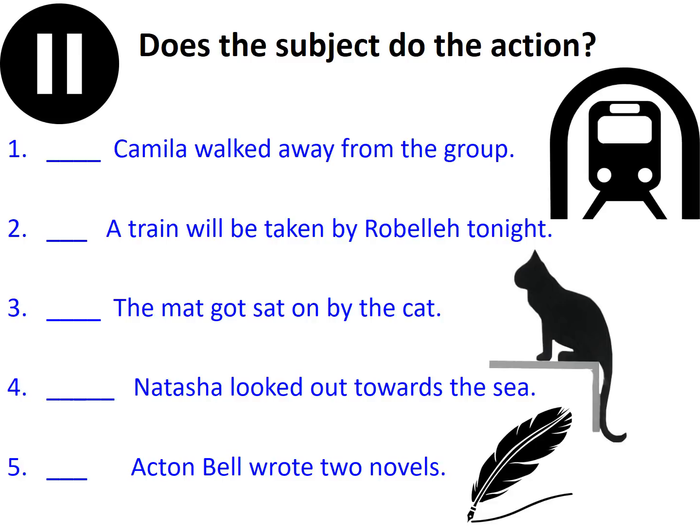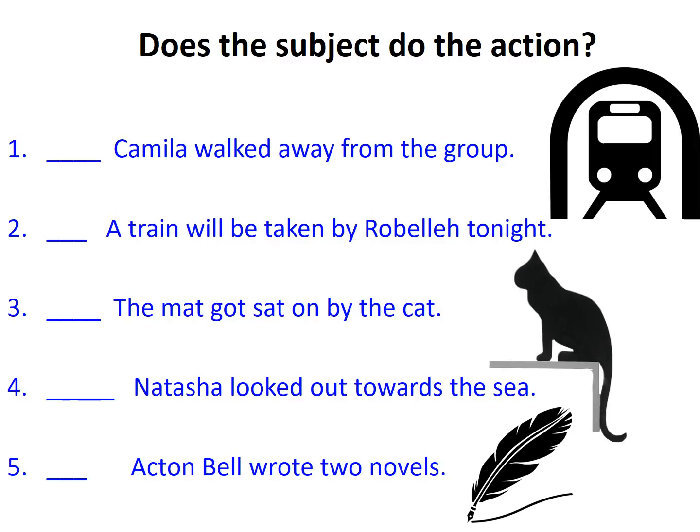So, how did you get on? Camilla walked away from the group. The subject of the sentence is Camilla, and we know she walked away. The subject of our sentence is the individual that's completing the action. So yes, we are dealing with the active voice.